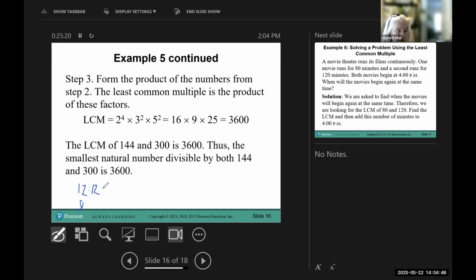Let's double it. 12 times 2 is 24. Does 8 go into 24? It does. 8 times 3 is 24. So that means 24 is the least common multiple. So you see, for smaller numbers, this is a little bit easier way to go than writing out those factor trees and using this long technique.